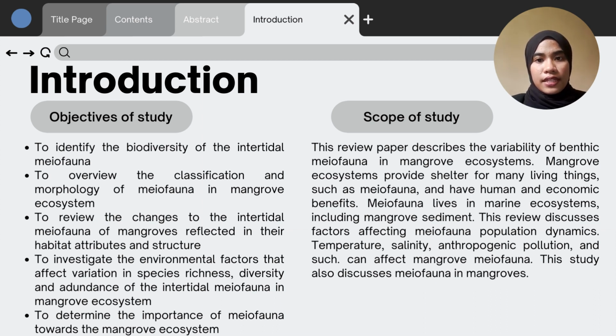For scope of study, this review describes mangrove meiofauna diversity. Mangrove ecosystem shelter meiofauna and have human and economic benefits. Meiofauna inhabits mangrove sediment and other marine ecosystem. This review examines meiofauna population dynamics. Mangrove meiofauna is affected by temperature, salinity, and anthropogenic pollution.